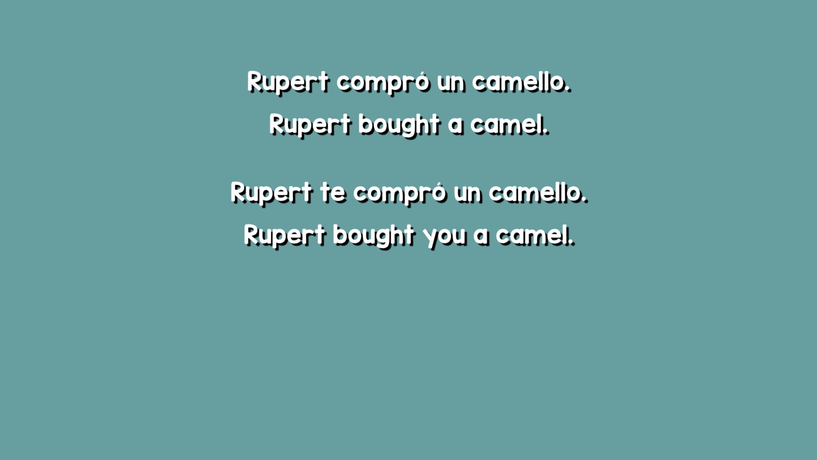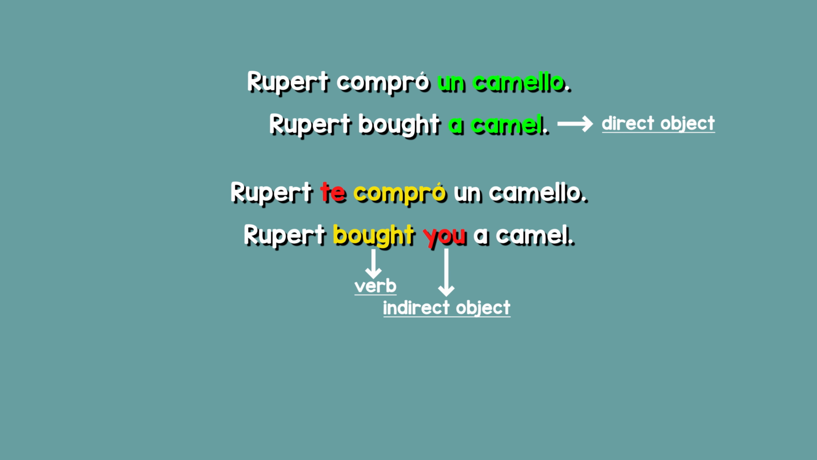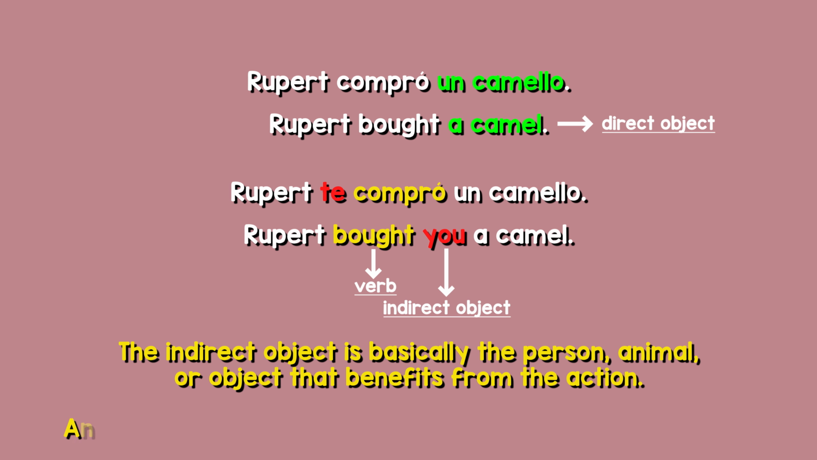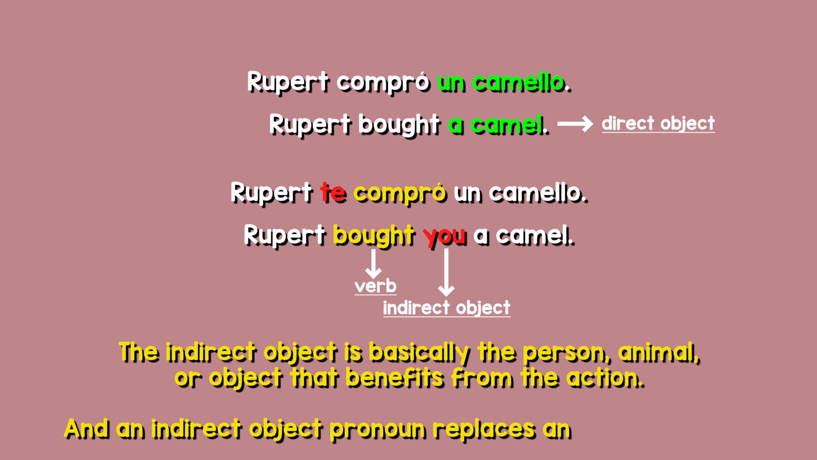So, if I buy a camel, the camel is the direct object. The thing that the verb, which in this case is bought, is directly acting on. But if I buy a camel for you, well, the camel's still the direct object. But you are now the indirect object. The indirect object is basically the person, animal, or object that benefits from the action. And an indirect object pronoun replaces an indirect object.